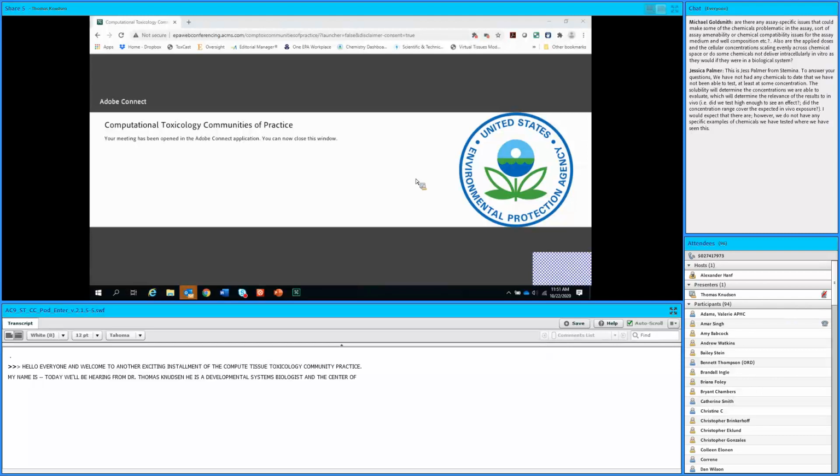So this one is from Michael Goldsmith, and they want to know, are there any assay-specific issues that could make some of the chemicals problematic in the assay? Sort of assay amenability or chemical compatibility issues for the assay medium and well composition, etc. Also, are the applied doses and the cellular concentration scaling evenly across chemical space, or do some chemicals not deliver intracellularly in vitro as they would if they were in a biological system?